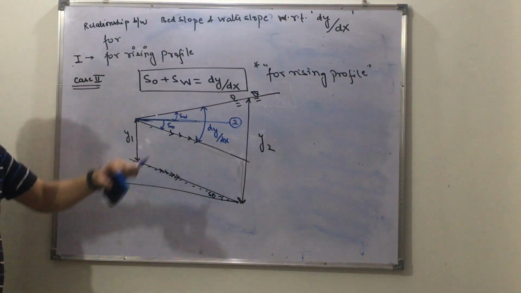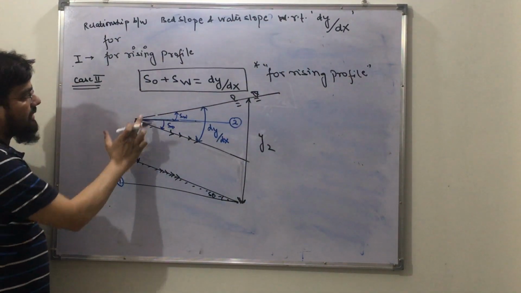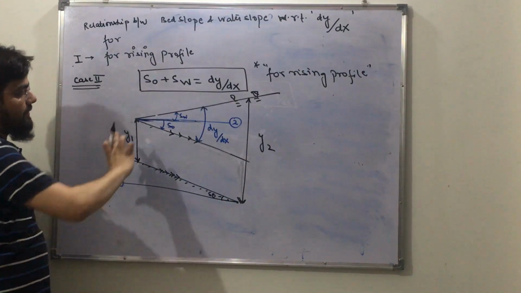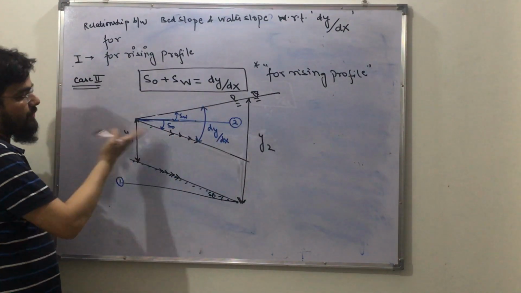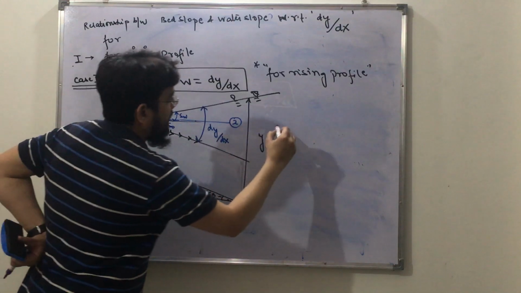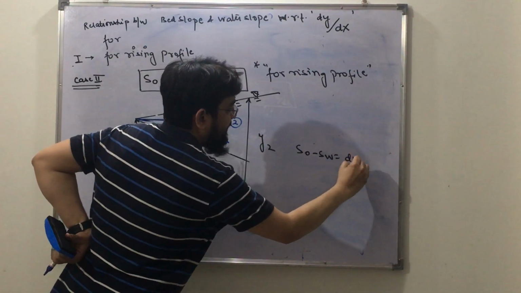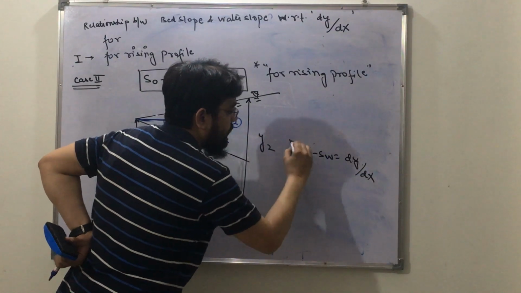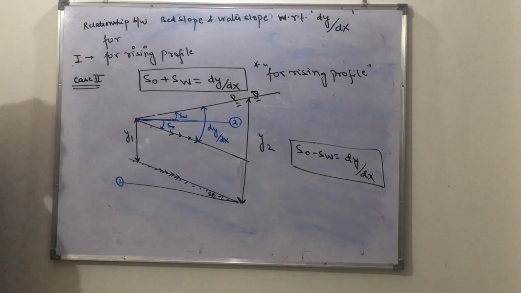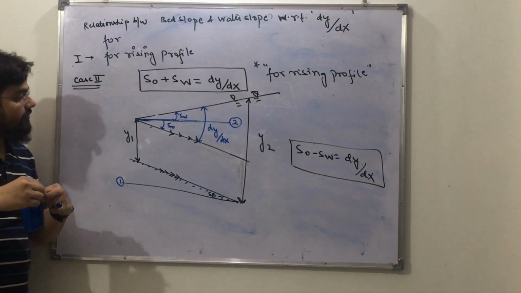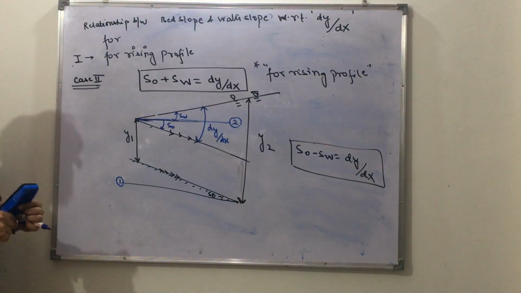Okay, the figure is clear. How we have got this S naught plus SW divided, it is very clear, it is a rising profile. Also I have shown in the previous case that S naught minus SW is equal to dy by dx. This is also a case of rising profile. So this is clear. Any confusion?